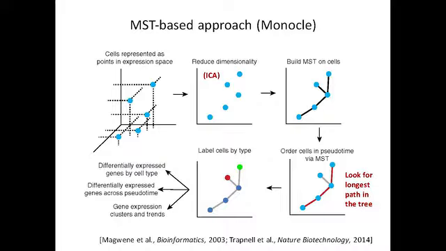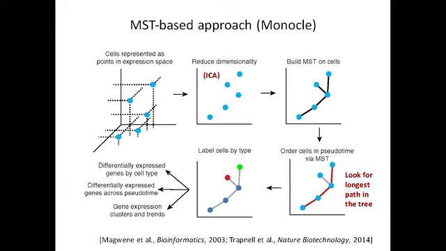So the way that this algorithm works is as follows. It starts with, as we've been assuming all along, cross-sectional data, which lives in some high-dimensional space. I'm drawing that in the top left here. Each data point corresponds to some patient or some cell.